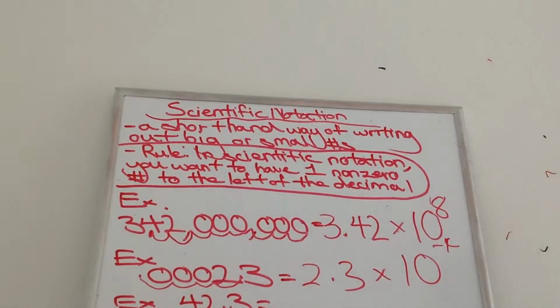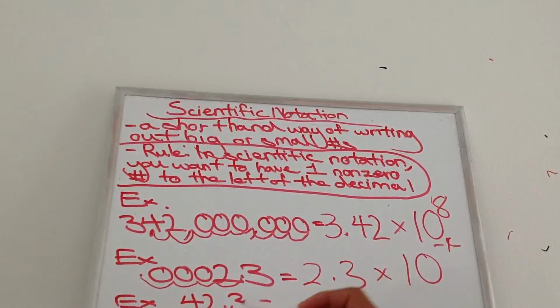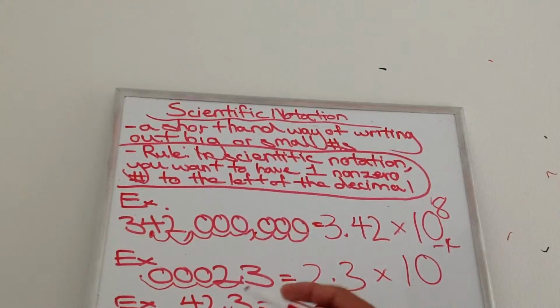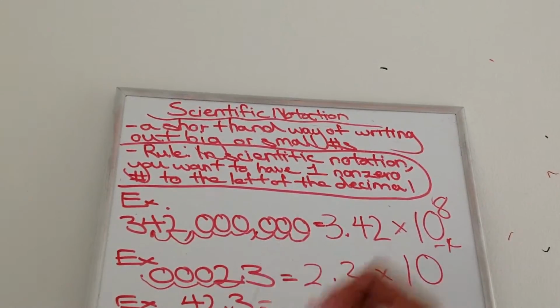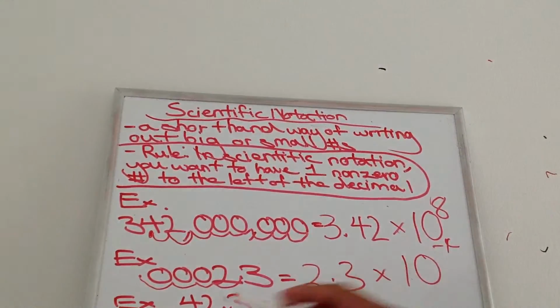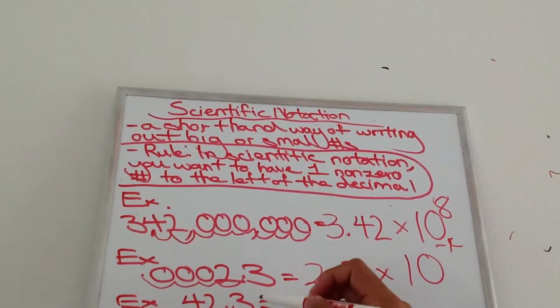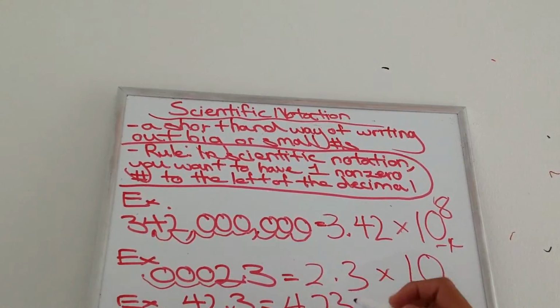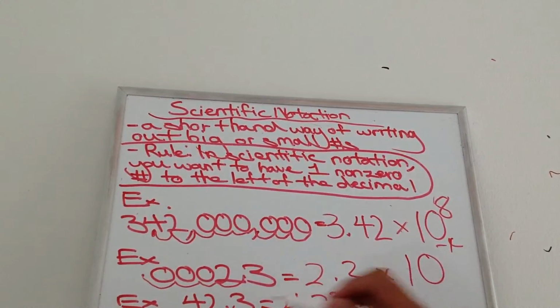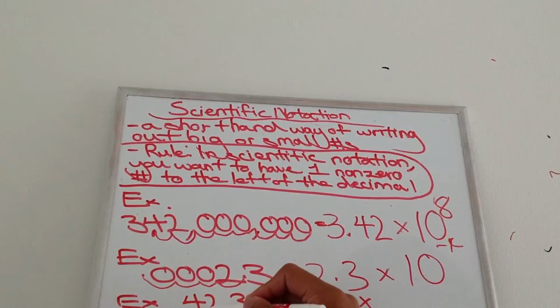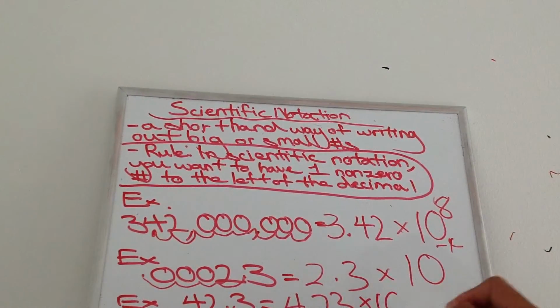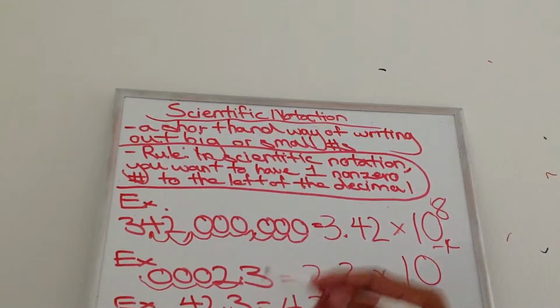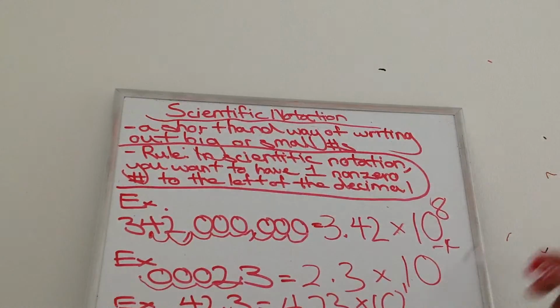Speaking of which, let's talk about 42.3. It's asking you to put it into scientific notation. So here, it looks like scientific notation, but it's not, because there are 2 non-zero numbers to the left of the decimal, 4 and 2. So now you want to change that to 4.23. 4.23 times, how many times did you move it? You moved it once, so times 10 to the 1. And it's greater than 1, so you will multiply it by a positive power.